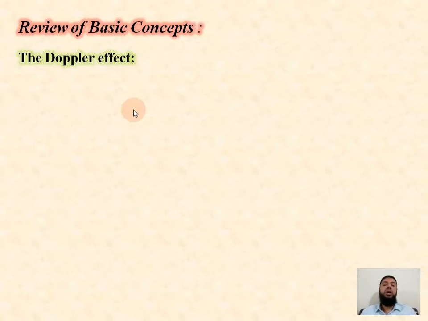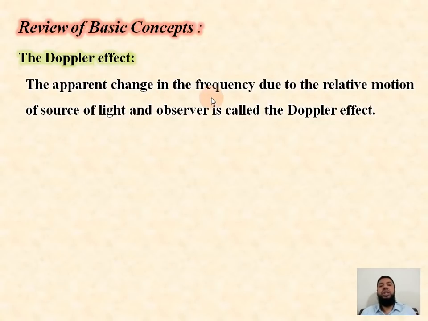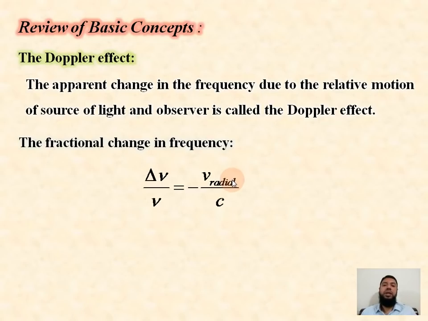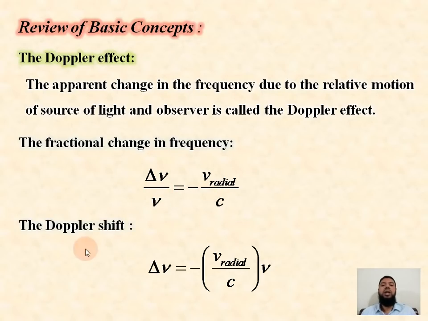We have learnt the Doppler effect. The apparent change in the frequency due to the relative motion of the source of light and the observer is called the Doppler effect. The fractional change in frequency delta nu by nu is equal to minus radial velocity by c, and the Doppler shift delta nu is equal to minus radial velocity by c into nu.